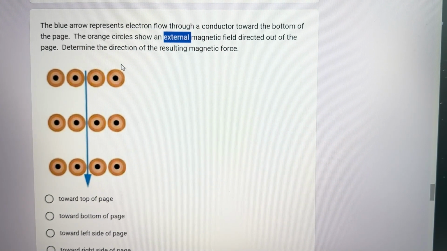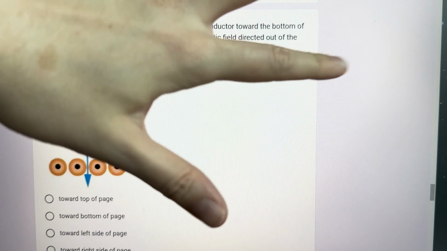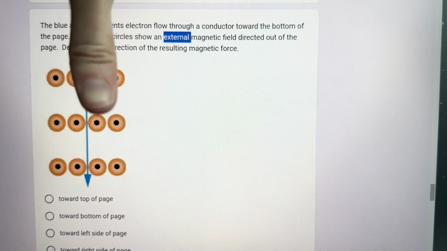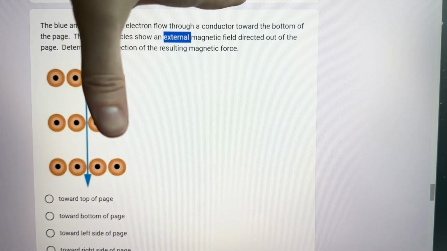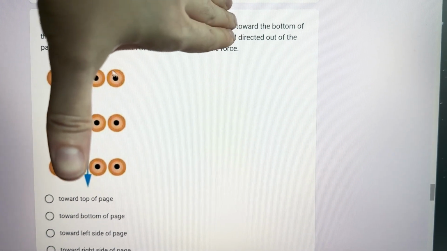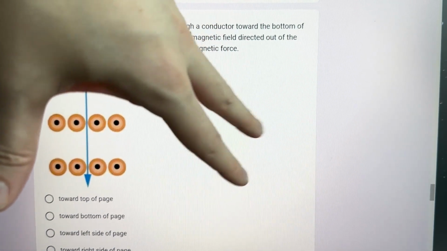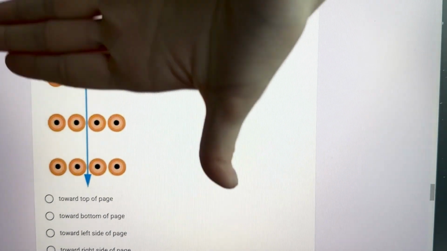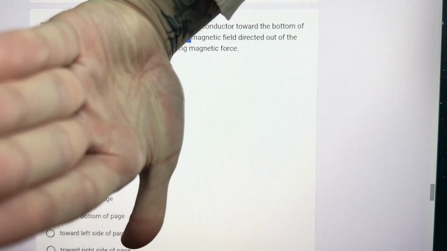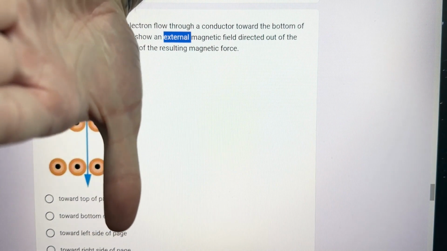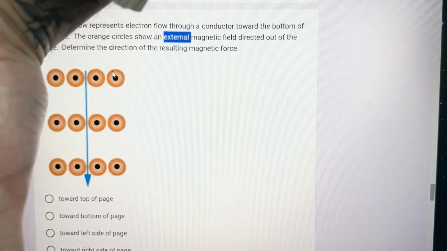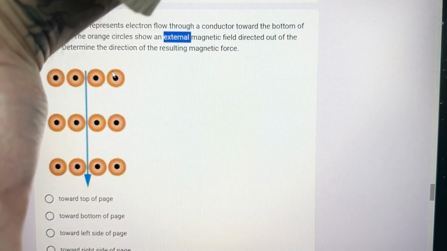Determine the direction of the resulting magnetic force. All right, so yes, third hand rule, that's the only one with a force from our palm. So left thumb needs to go towards the bottom of the page because that's the way electrons are flowing. And then our left fingers, which would represent the external magnetic field, need to be pointed out of the page towards us. So our left fingers are coming towards us, left thumb towards the bottom of the page, and I get that the palm, pushing like a force, would be towards the right side of the page.